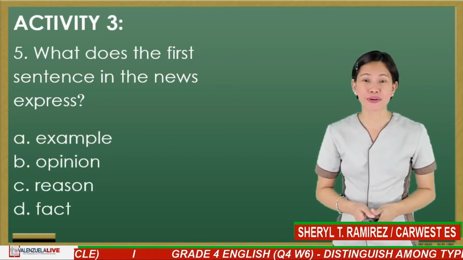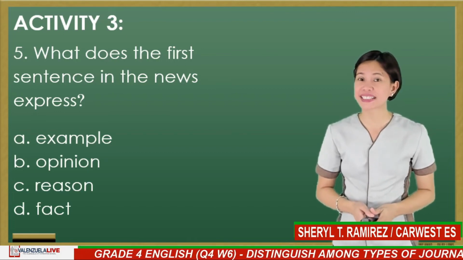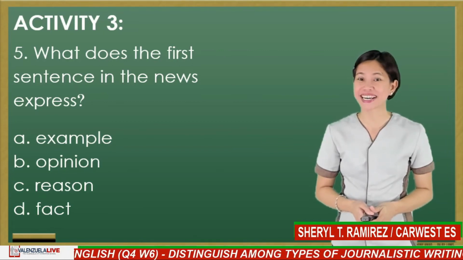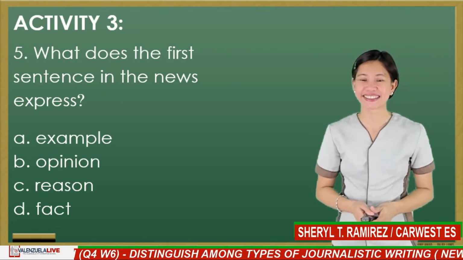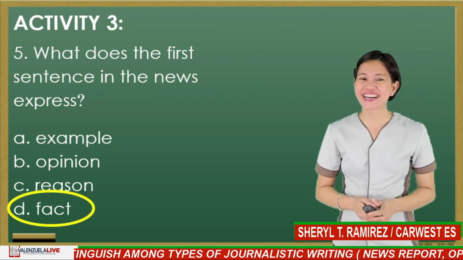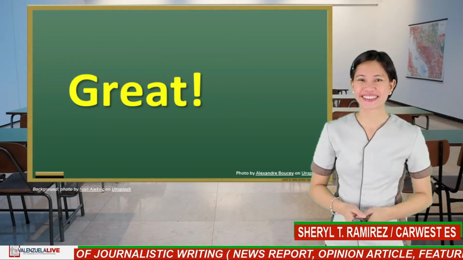Lastly, for number 5, what does the first sentence in the news express? A. Example. B. Opinion. C. Reason. Or D. Fact. Keep sending your answers. Right. Letter D, fact. You did great, grade 4.